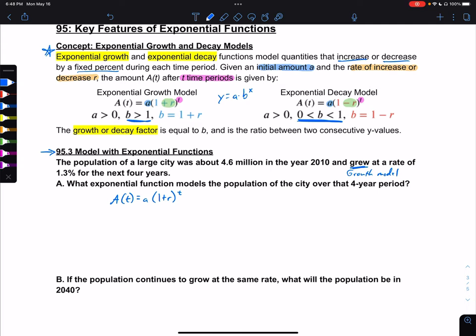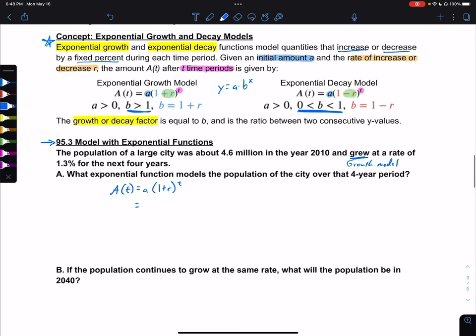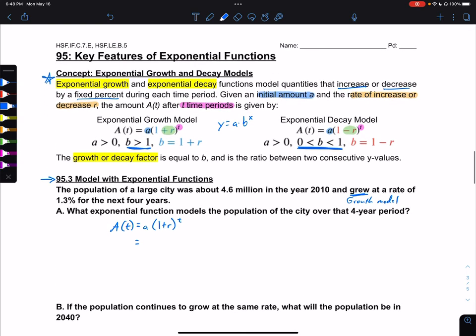All right, so now we just need to substitute some values in. They're not asking us for the actual population, so we're not going to calculate the population in this case. We are just going to set up the function itself. So A of t would be equal to A in this problem. Remember, A is your initial amount. The initial amount is 4.6 million. So we're just going to put 4.6 for that.